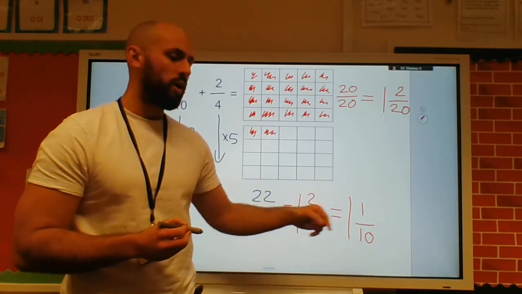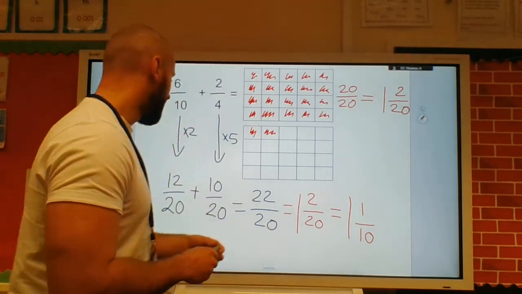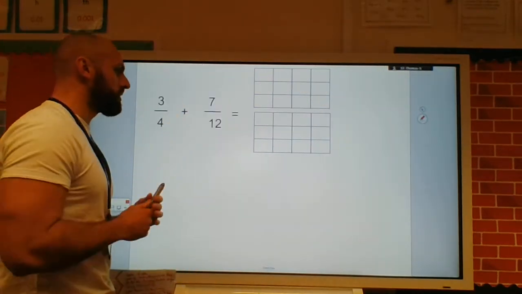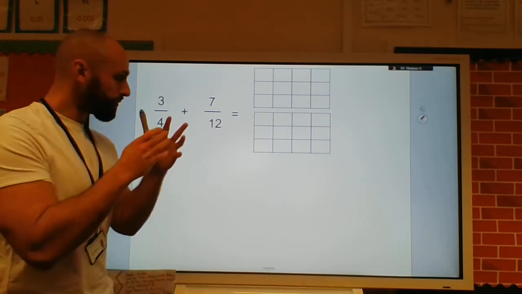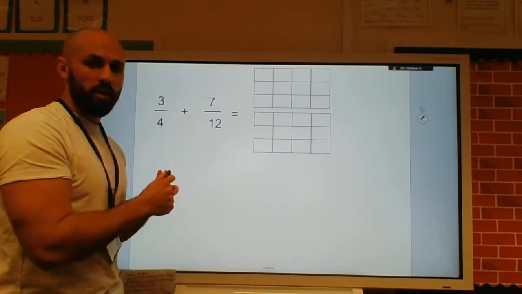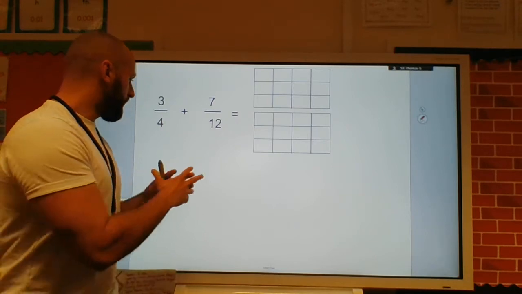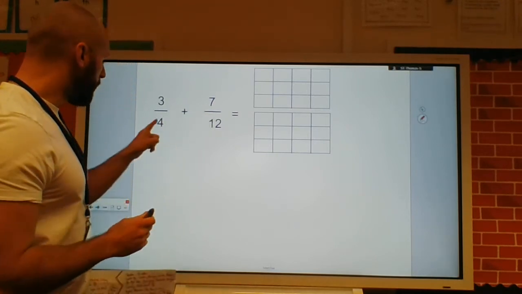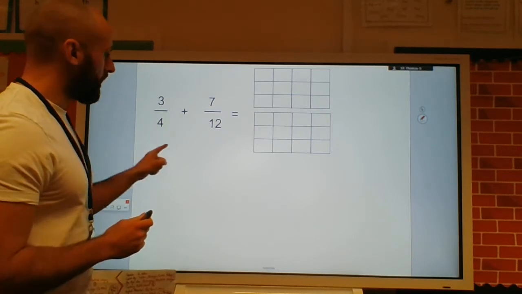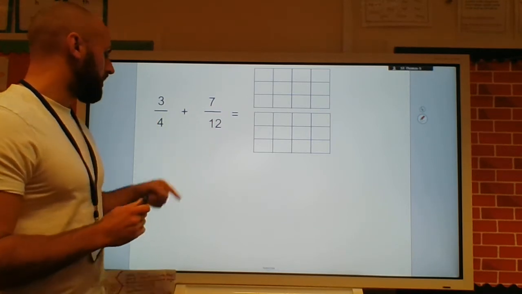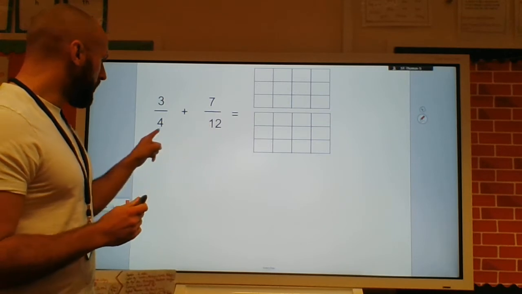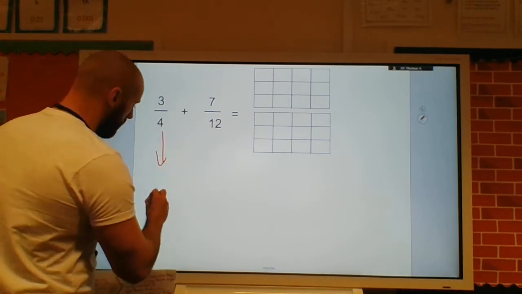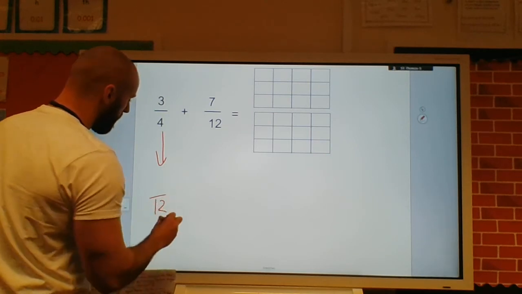1 and 1/10. Let's take a look at another example here. I've got 3/4 and 7/12. Again, different denominators, so I need to have a common denominator before we start. Well, 4 actually is a factor of 12, so we can use 12 as our common denominator.